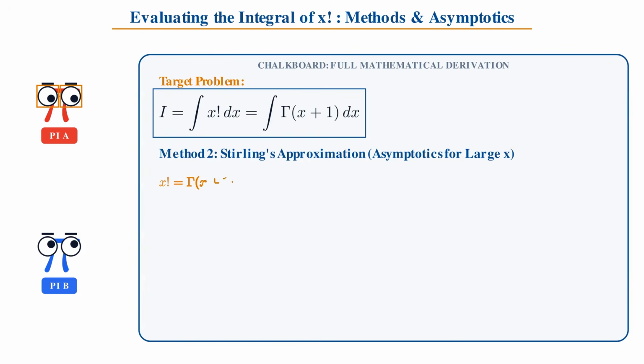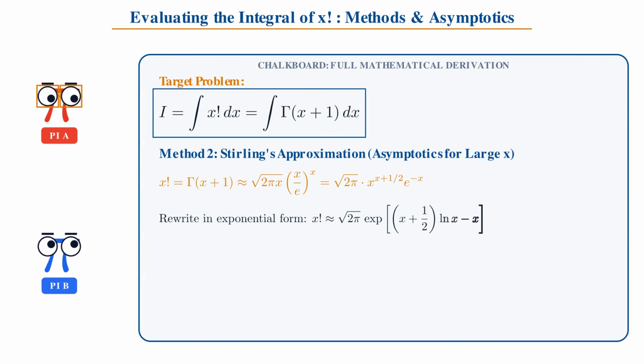Next, Pi B explores Stirling's approximation formula, which contains the square root of 2 pi x times x over e to the power x. Integrating asymptotically yields the dominant approximation: x factorial divided by natural log of x, plus c.